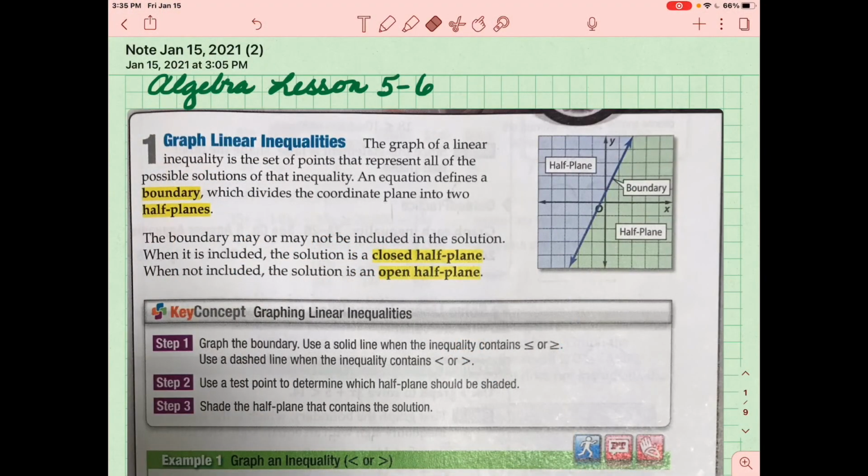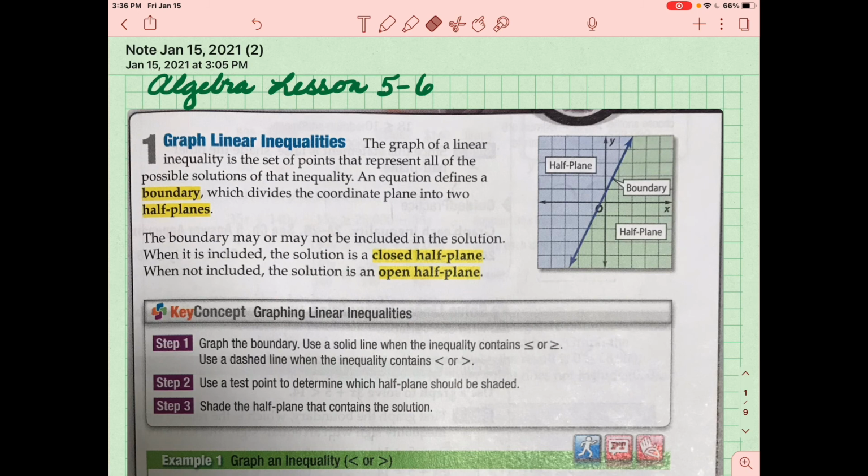Hi guys, this is lesson 5-6. It's the very last lesson of chapter 5. We're going to talk about how to graph these linear inequalities. And there's a lot of similarities to graphing equalities, but we're going to be coloring in entire regions rather than just leaving a plain line.